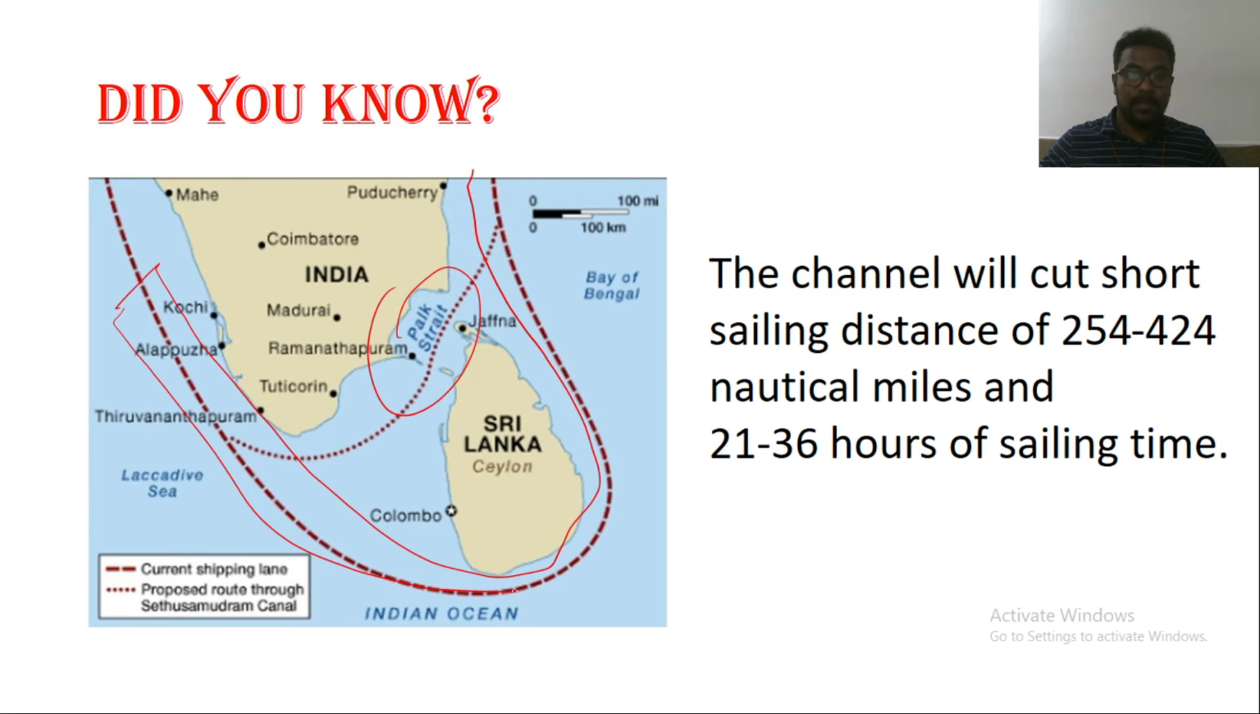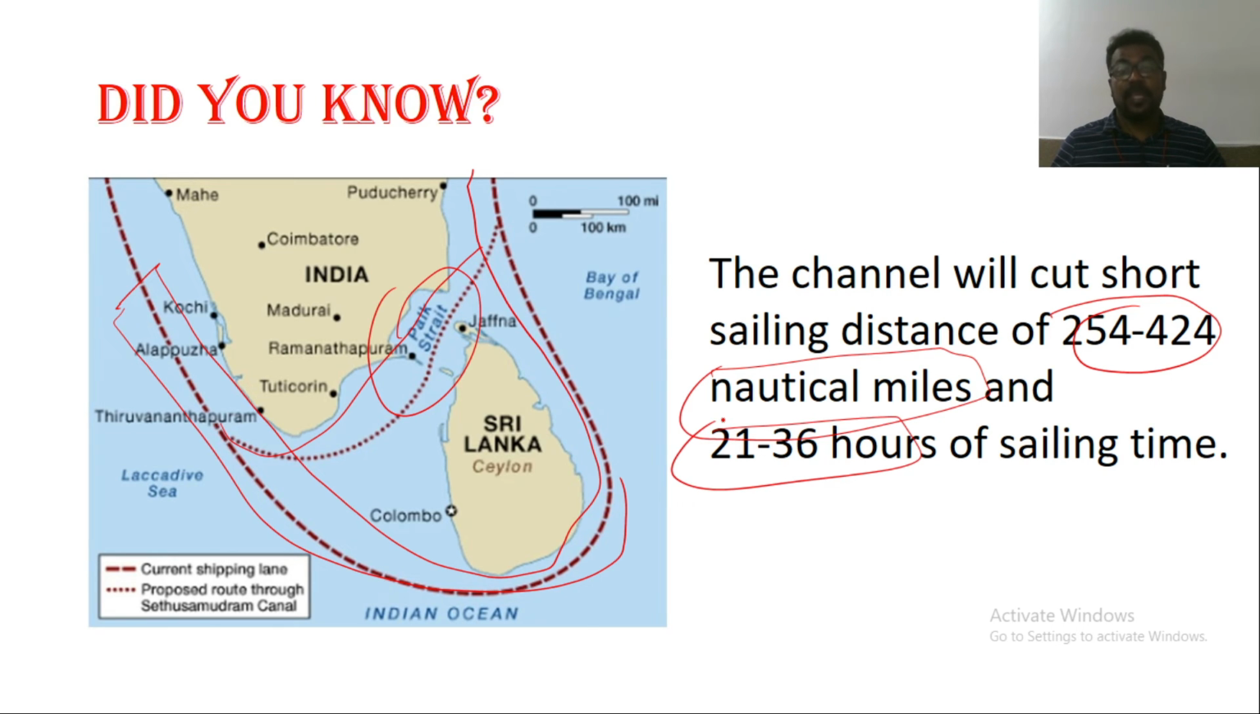But if we implement this plan by making the ships pass through this Palk Strait, we can reduce nearly 400 nautical miles as well as around 36 hours of time, which helps in saving fuel as well as reaching the destination much faster than the earlier situation. But unfortunately, due to various reasons, this project was not brought into implementation.